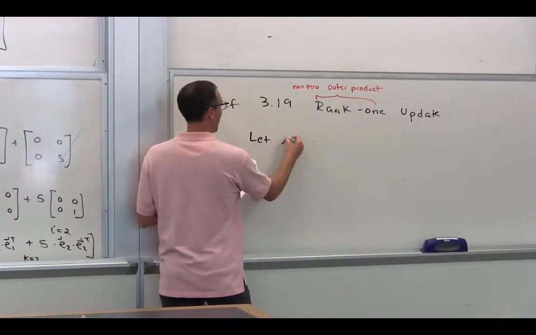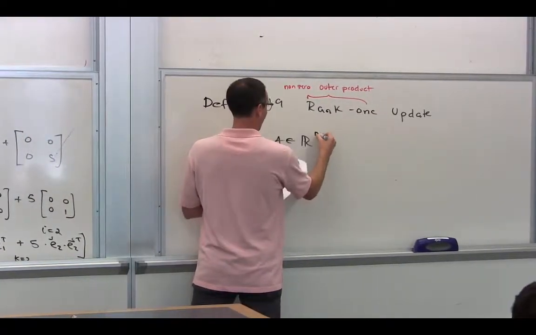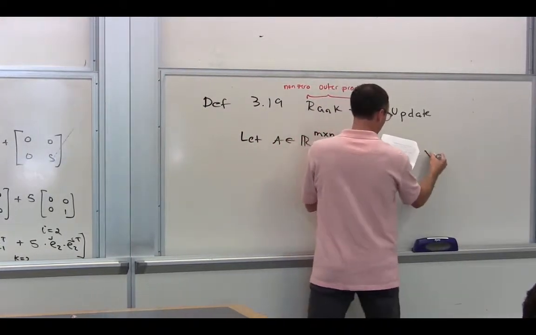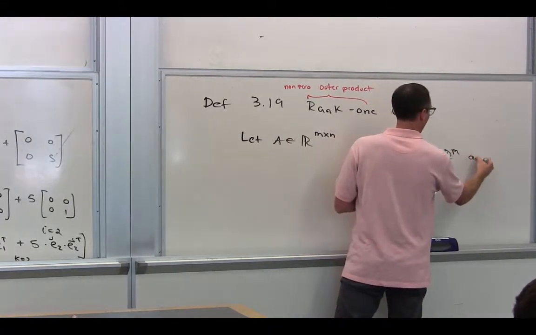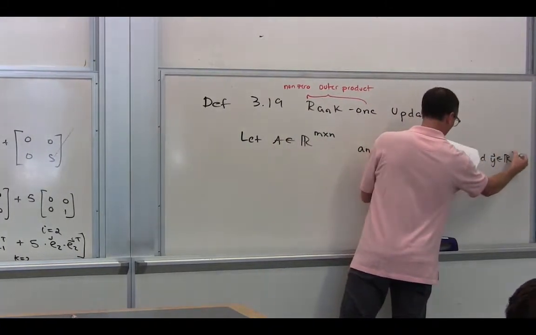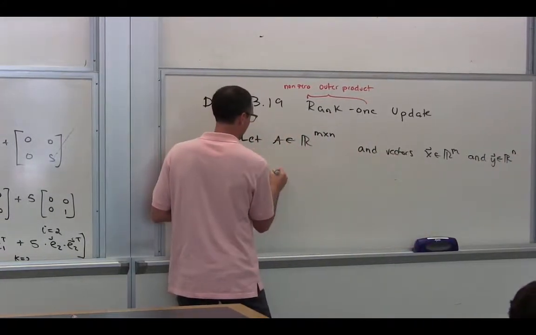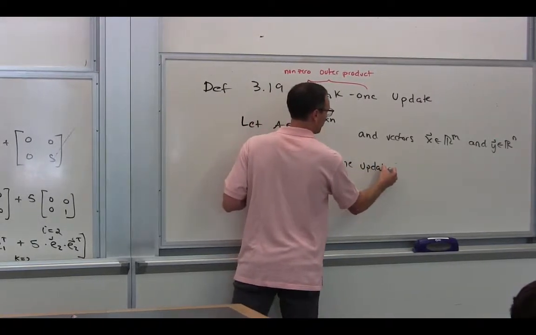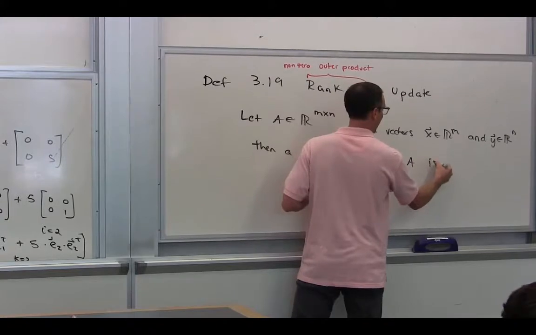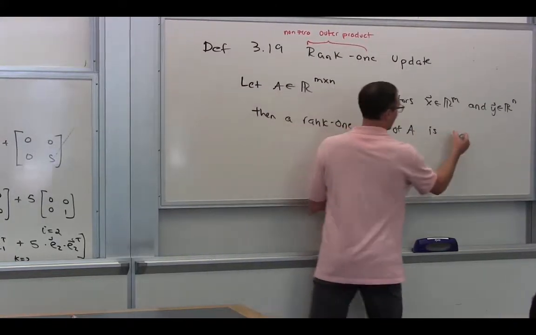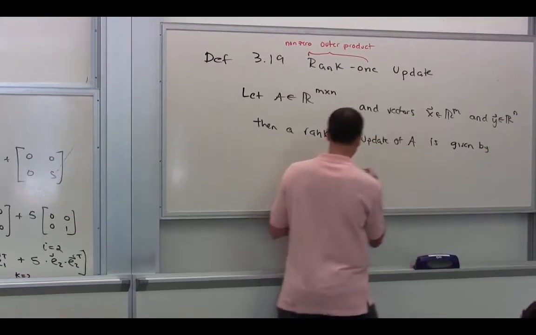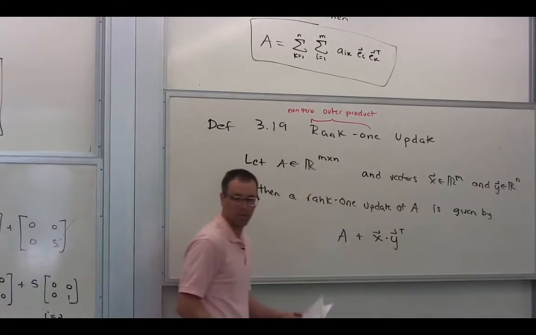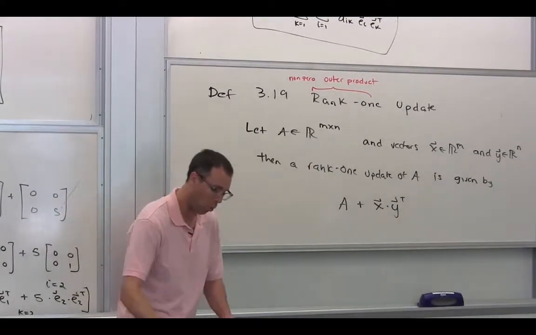So here we go. If you have A, an element of R m by n, and vectors x, an element of Rm, and y, an element of Rn, then a rank 1 update of A is given by A plus x times y transpose. That dot, when I say x times y transpose, what operation is that dot?